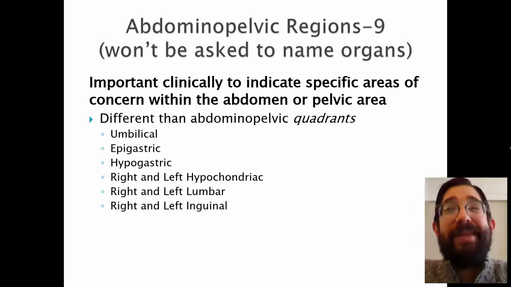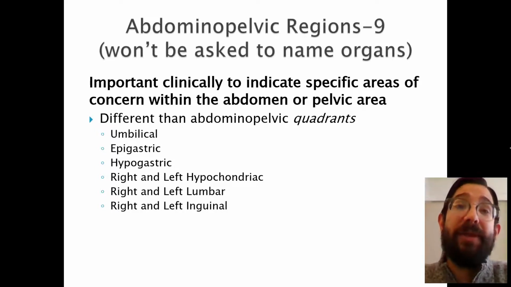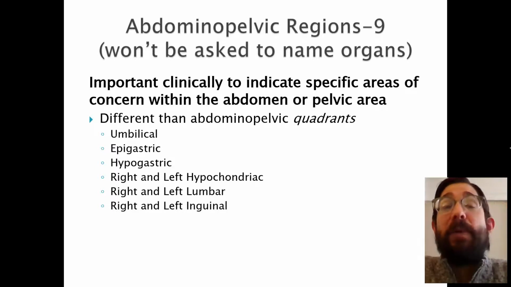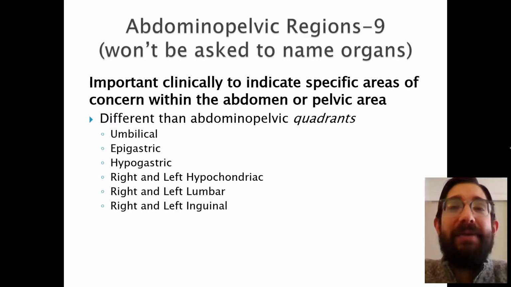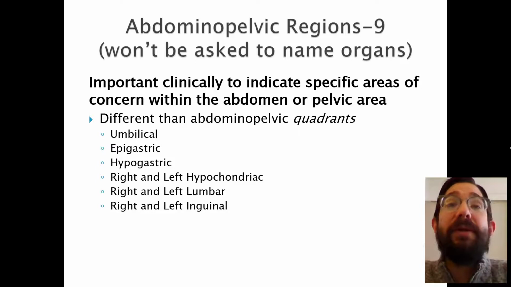Here's the thing. A quadrant is still pretty big. So when you become even more advanced, you can pinpoint issues to an abdominopelvic region. And there's 9 of these in the abdominopelvic cavity. So we're not going to actually try to assign all the specific organs into each of these regions, but we do want to know the names of these regions.